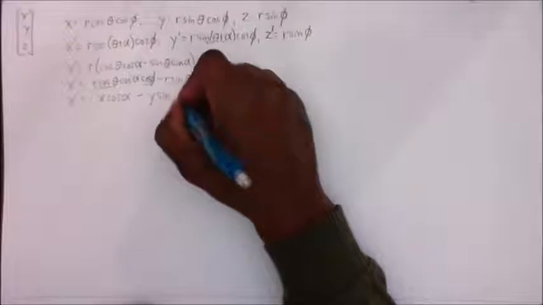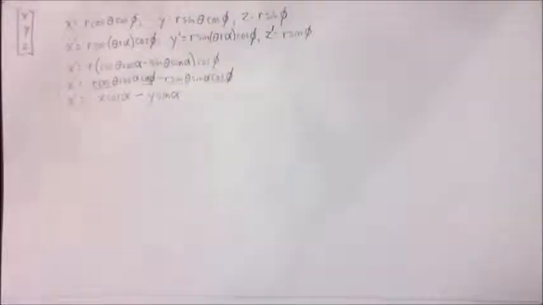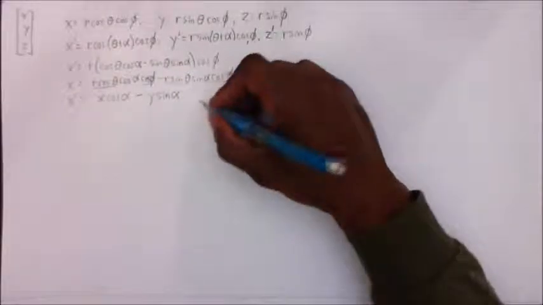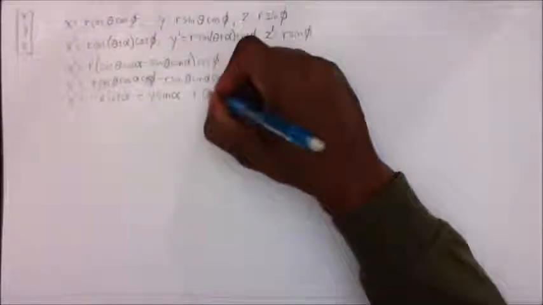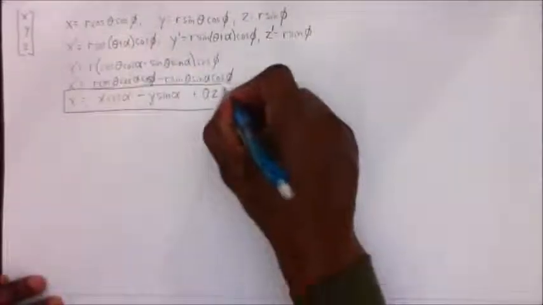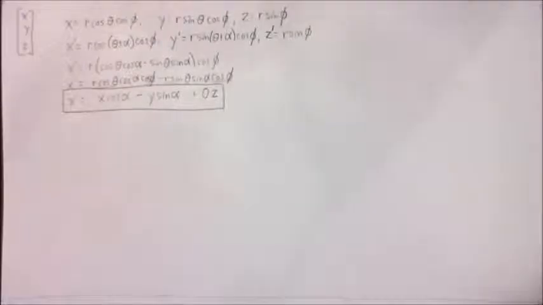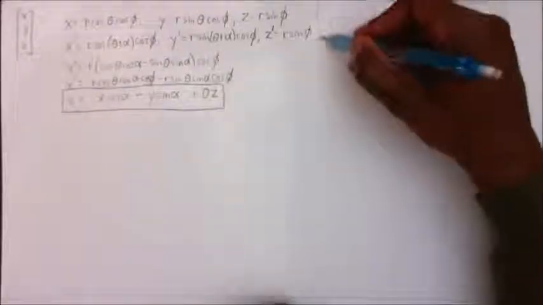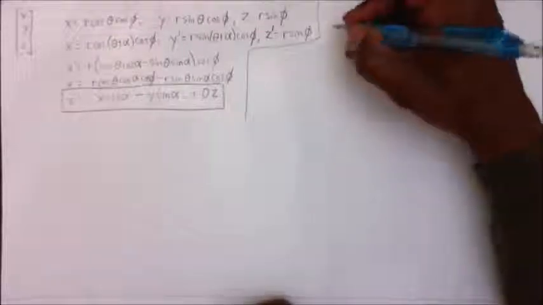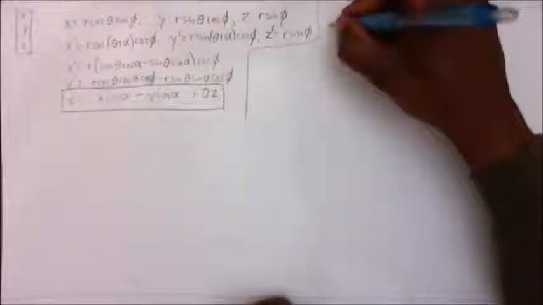sine alpha. And since we're doing this in three dimensions, we have to give it a z component, so I'll just say plus 0 times z. So that's the equation for basically what the new x is. Okay, so now let's go ahead and find the new y, which is y prime.